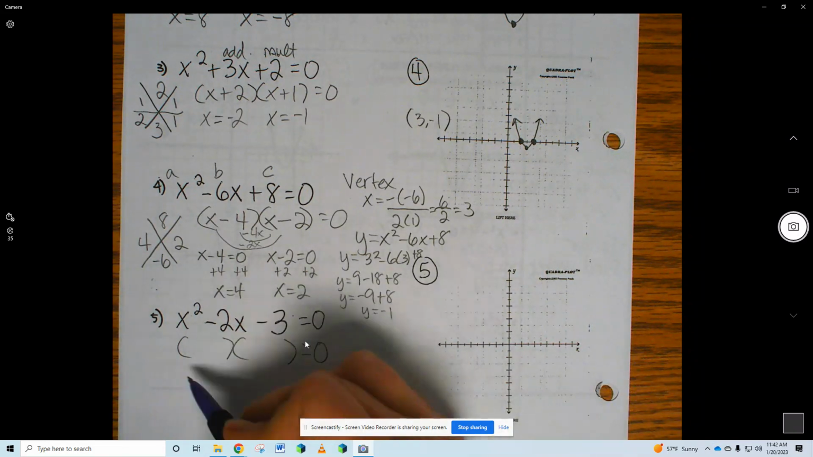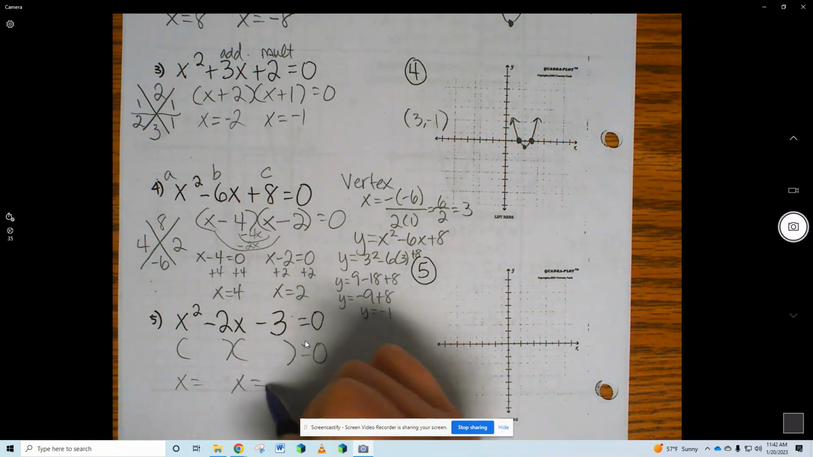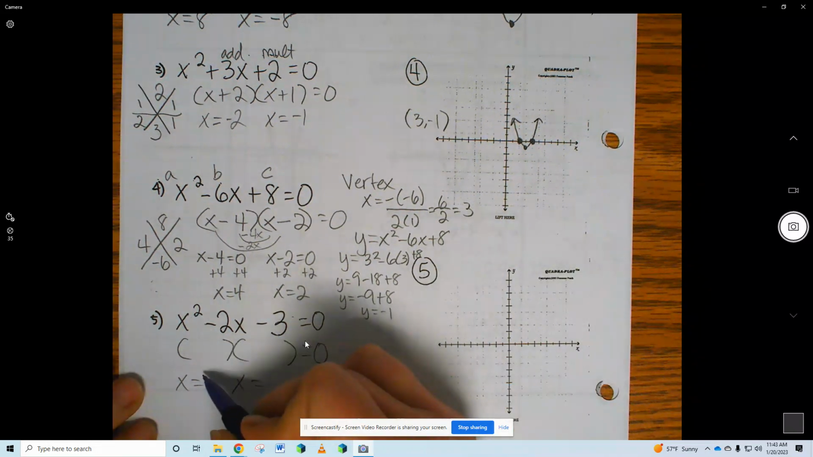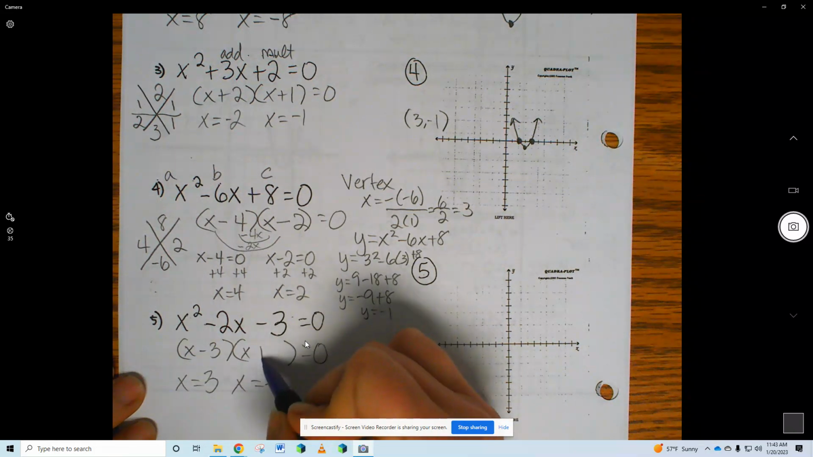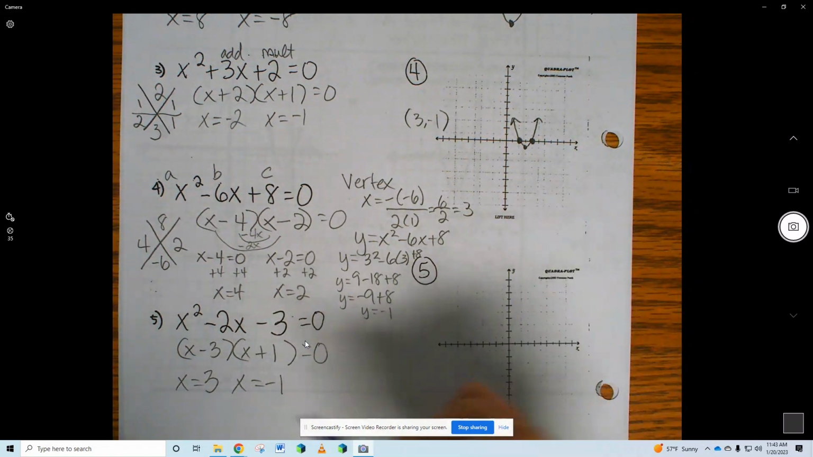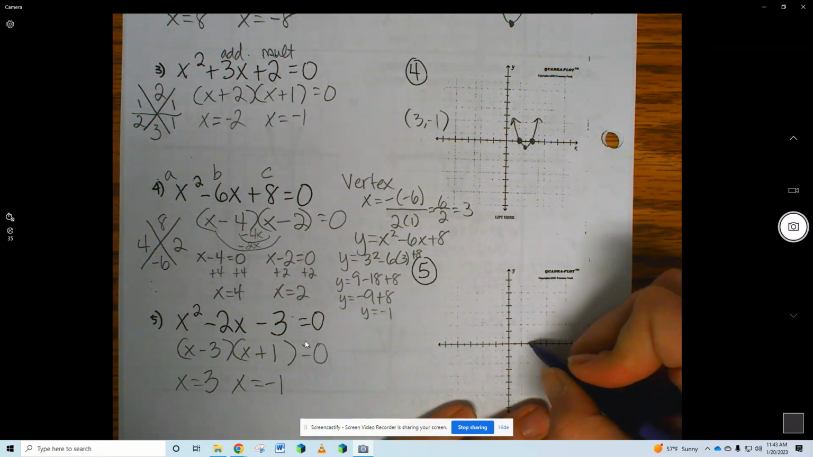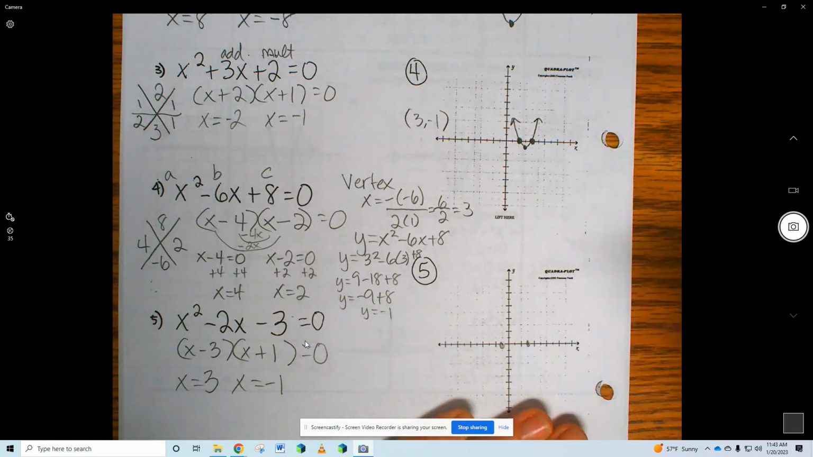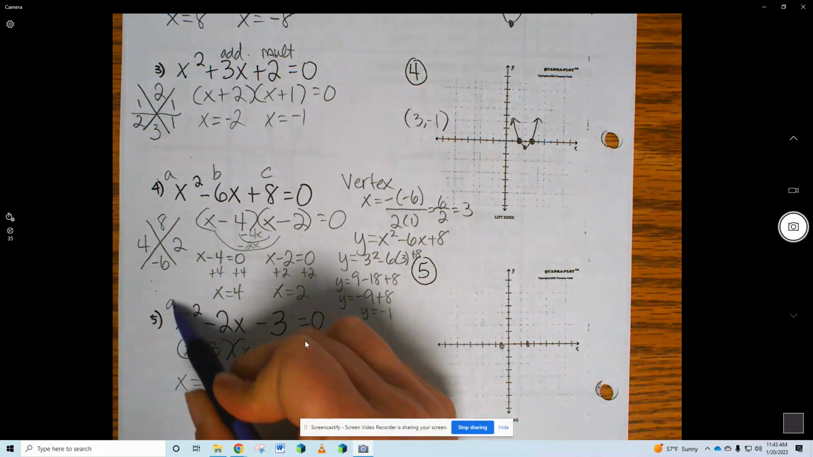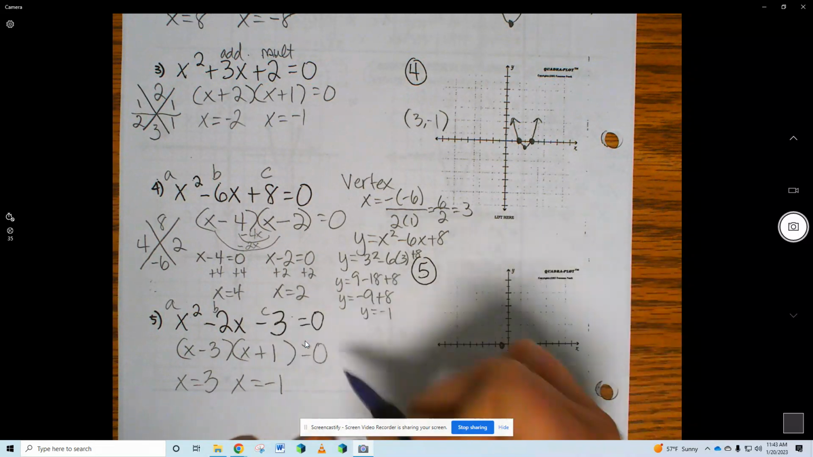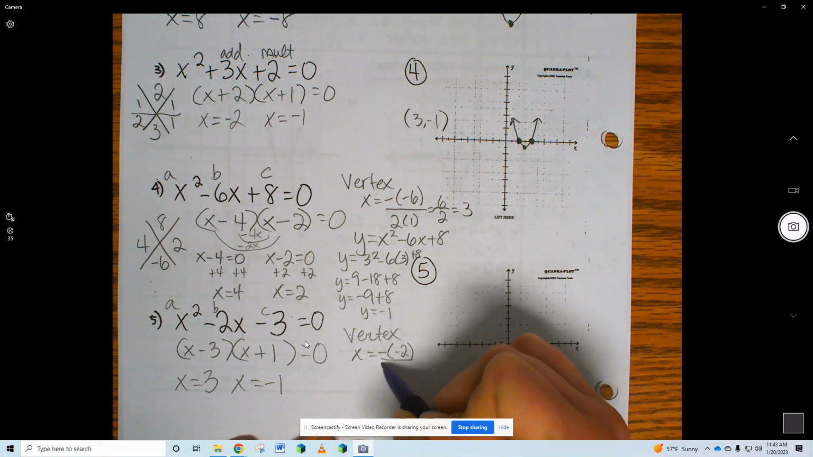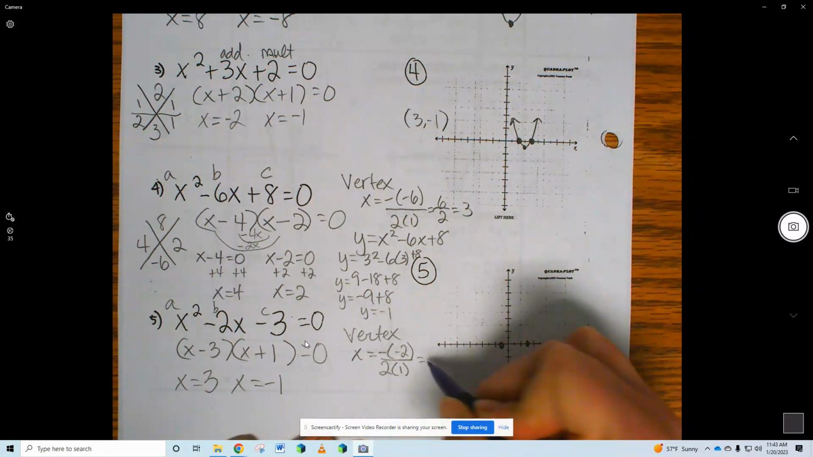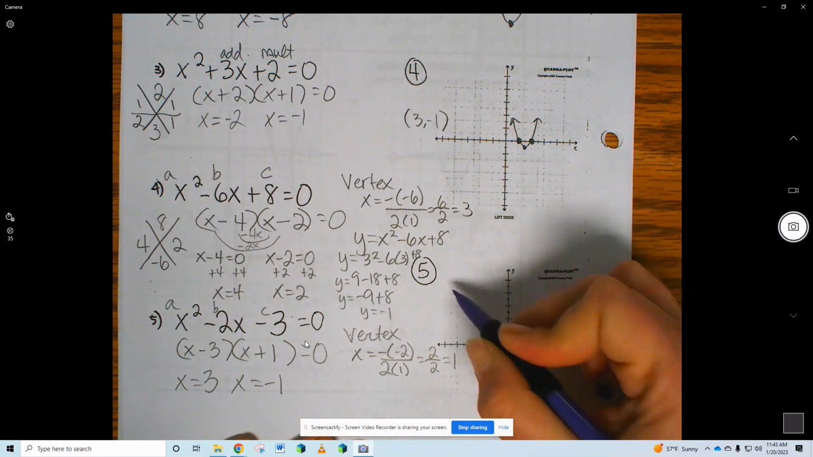Okay, what were your two answers? x equals what and x equals what? 3 and negative 1? Sweet. Positive 3 and negative 1. And then a was 1, b was negative 2, c was negative 3. Vertex: x equals negative 2 over 2 times 1. 2 over 2, 1.